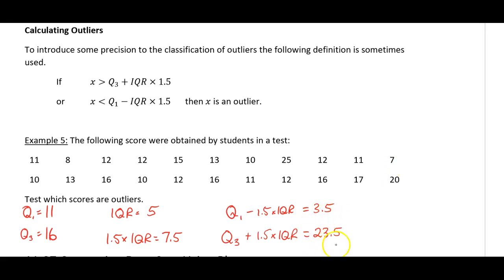Also, any score above 23.5 is an outlier. Now, do we have anything that's 24 or above? Oh, look, here is, we can just check them all. Here is 25. What else we got here? That's all. So I can say, therefore, 25 is an outlier. Okay, right, that's too far outside of the rest of my data. Okay, so that's how we calculate outliers.